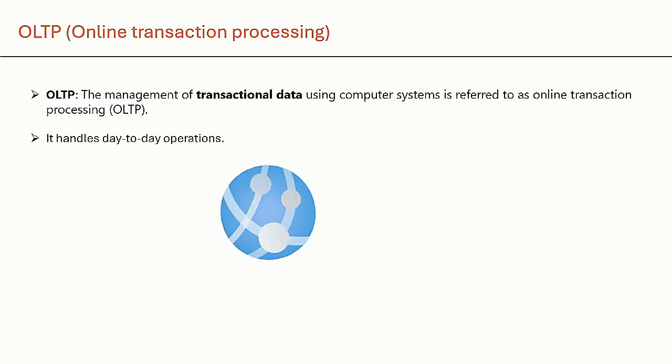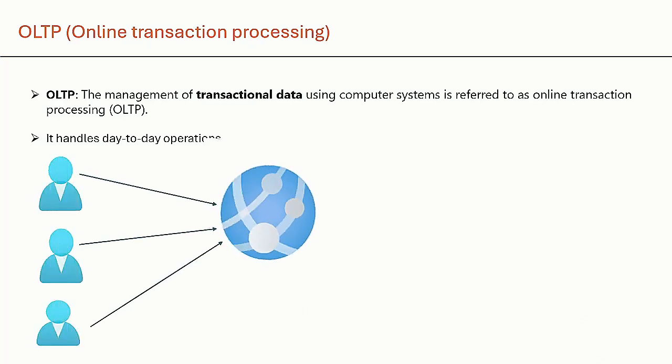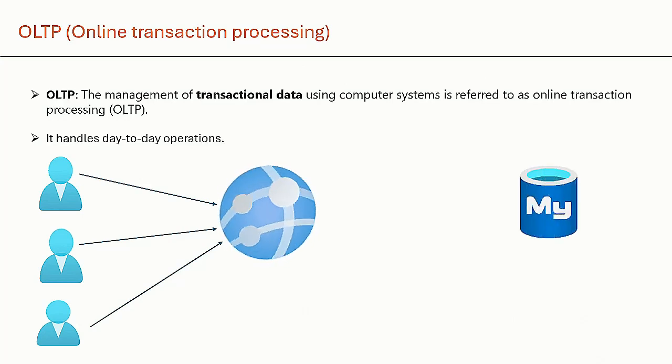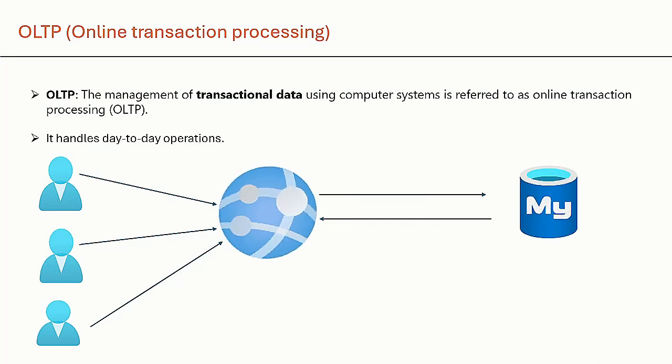Let's say there is an application and a lot of users are connecting to this application. Let's understand this is an e-commerce based application. Now lots of operations are happening, right? Because users are purchasing products, so that information is being recorded inside a database, right? That's how it is happening. So it handles day-to-day operations, that is called transactional data.